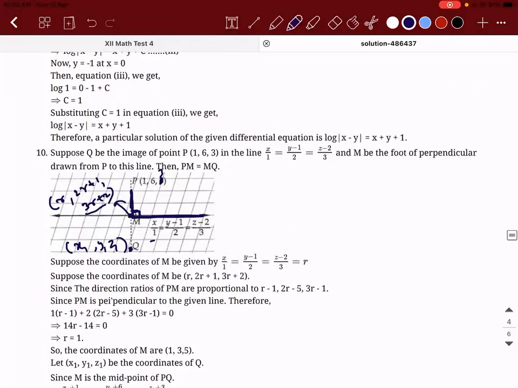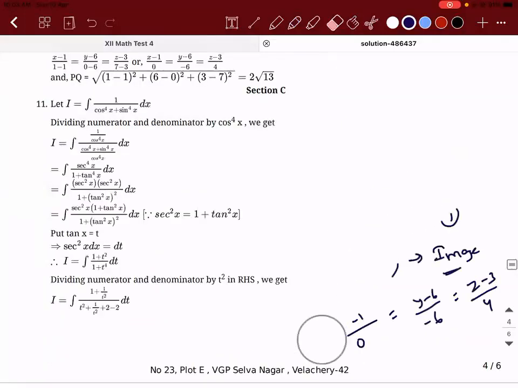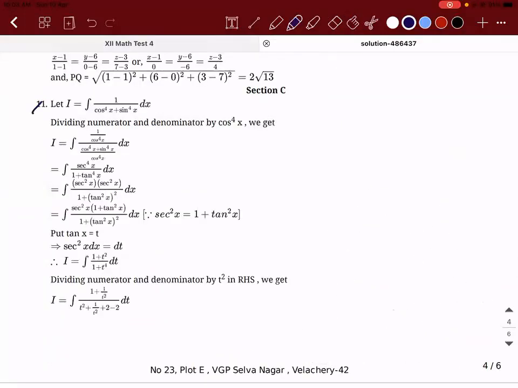Eleventh one. You see the 11th one. I is equal to integral of 1 divided by cos power 4x plus sin power 4x dx.